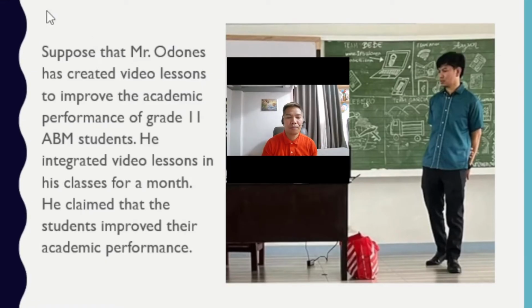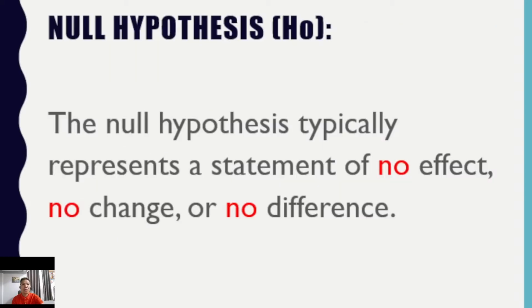Let's use an example to understand this better. Suppose Mr. Adonis has created video lessons to improve the academic performance of grade 11 ABM students. He integrated these video lessons into his classes for a month and claimed that the students' academic performance improved. To test Mr. Adonis' assumption about the effectiveness of video lessons, we need to express our assumption into two opposing statements, the null hypothesis and the alternative hypothesis.